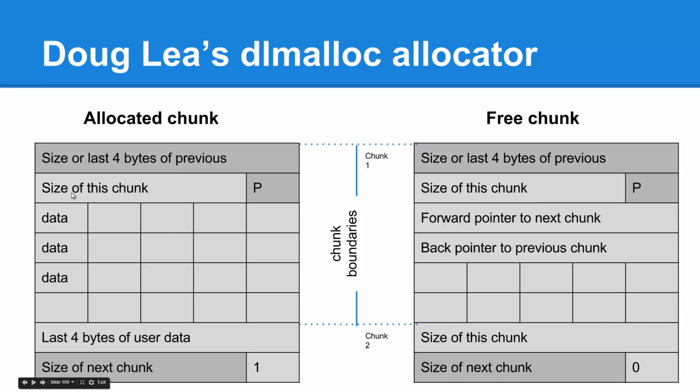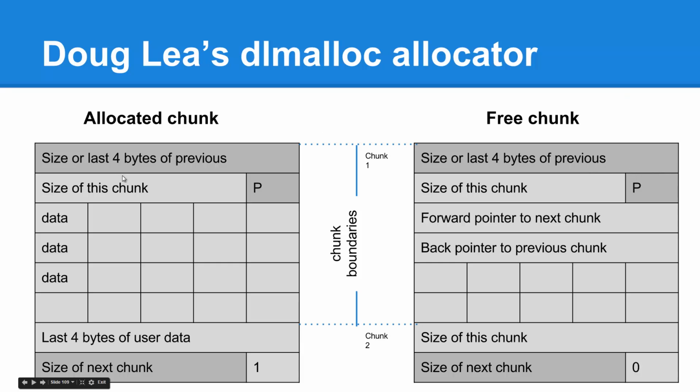With dlmalloc, the sizes of chunks are always even, and so before we go into more details here, what they've decided to do for an optimization is pack into the least significant bit a flag. It's a Boolean 1-bit flag, and it denotes whether or not the previous chunk is in use. If it's set to 1, then the previous chunk is allocated. If it's set to 0, then the previous chunk is freed.